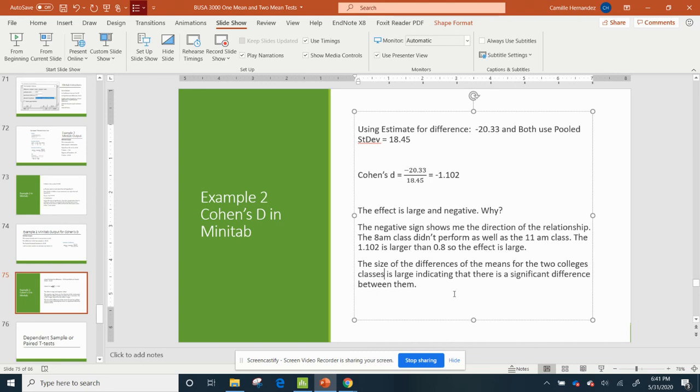And again, Cohen's d, I did find there was a difference. And then Cohen's d told me there's a large negative difference between the two. And I saw that. My 8 a.m. didn't perform as well as my 11 a.m.